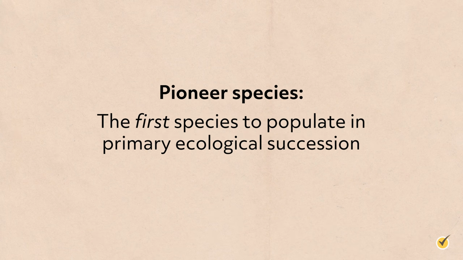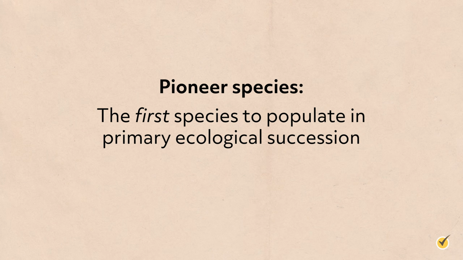Pioneer species are the first species to populate in primary ecological succession. These guys can withstand harsh environmental conditions and carry out nitrogen fixation and inorganic carbon fixation. This means they can take the stuff that's in our atmosphere and convert it into a form of energy they can use to grow, some even without sunlight.